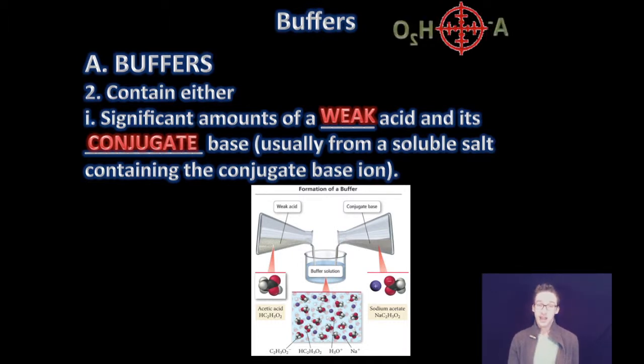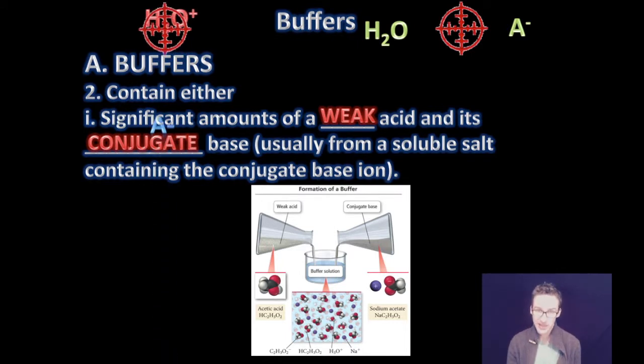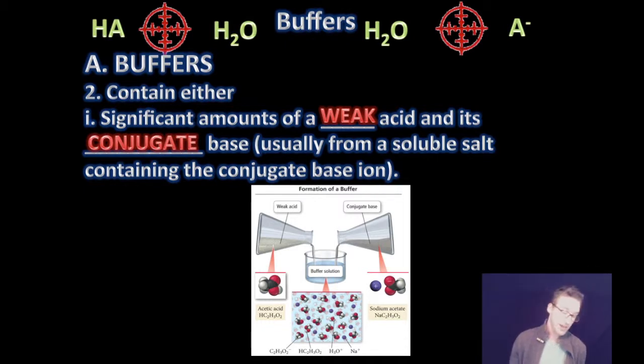It will either contain significant amounts of a weak acid and its conjugate base, usually from a soluble salt containing that conjugate base ion. If you take a look at your notes, there's a thriller of a diagram there. You've got to recall that your weak acid is not going to dissociate very much into that conjugate base. And so in order to have that conjugate base in solution at any considerable concentration, we've got to supply it from some other source. Typically, it's some other soluble salt that has that same conjugate base ion.